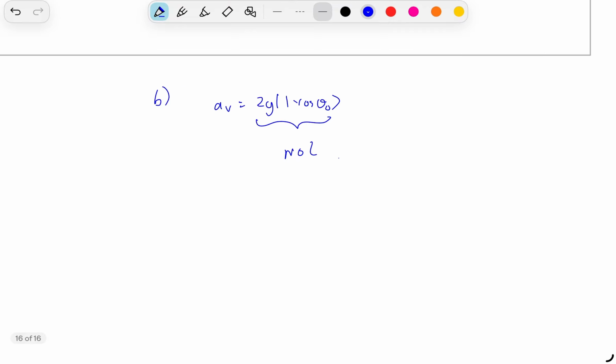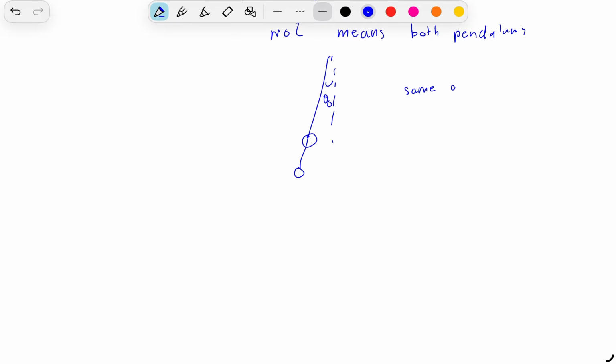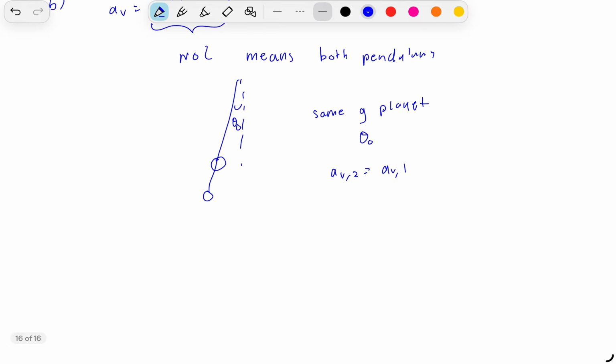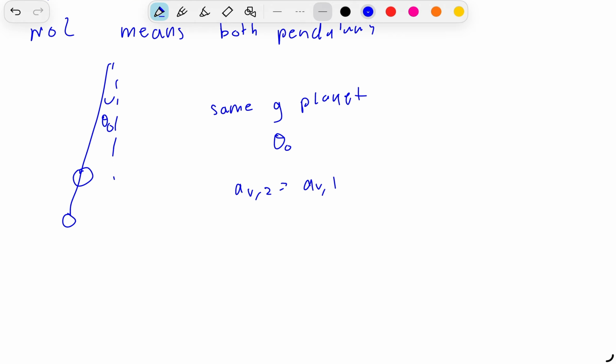So no L makes sense because both pendulums were released from the same angle, theta initial. Changing the length of the string doesn't change the angle. And we have the same g and theta initial, which are just the same for both of these situations. So that means that a_v2 is equal to a_v1. Even though the longer pendulum has a greater maximum speed, it's also moving in a circle of larger radius, and those effects are going to cancel because a is equal to v squared over L.